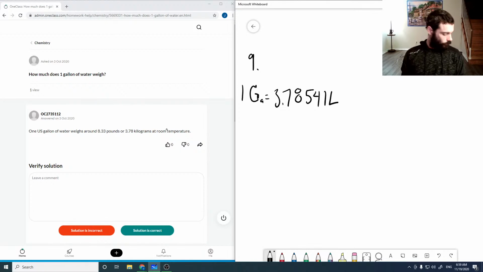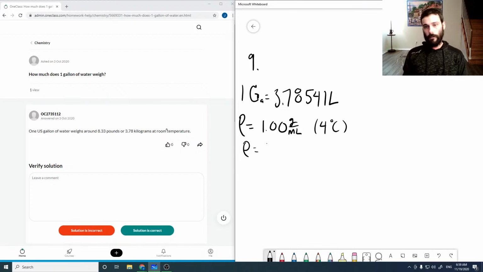All right. Now the answer to this question depends on your density. So the density of water is 1 at about 4 degrees Celsius. And your density for water is 0.998 grams per mil.